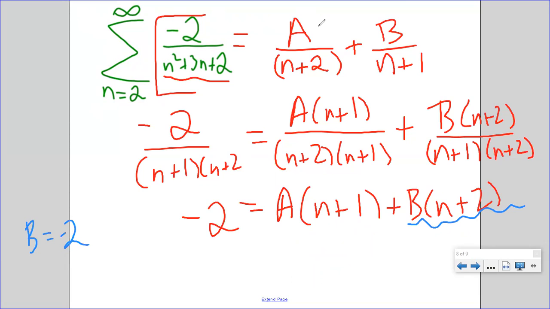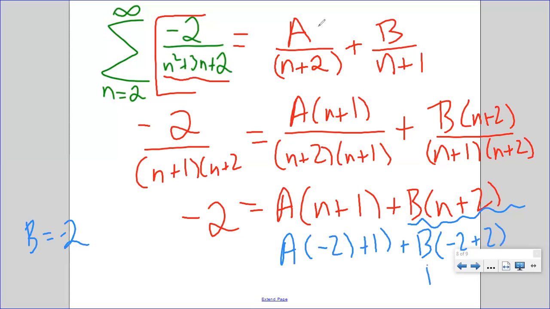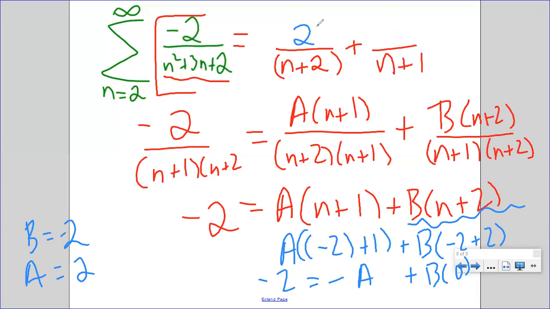Yeah, if we plug in -2, this becomes a times (-2 + 1) plus b times (-2 + 2). That's b times 0 plus -a, equals -2. So A is 2. Now this is a lot easier to telescope. So A is 2, B is -2.